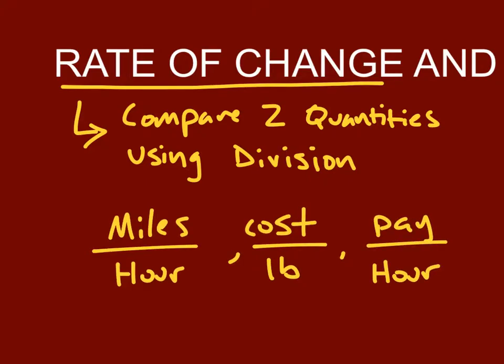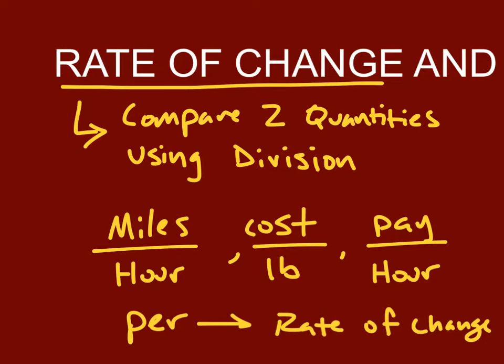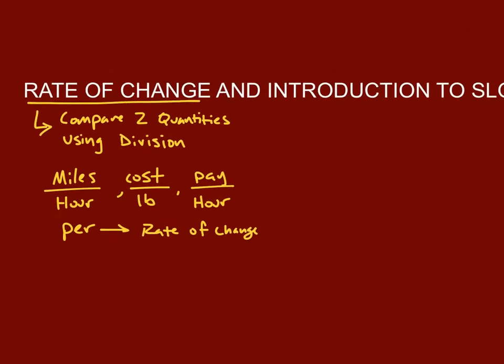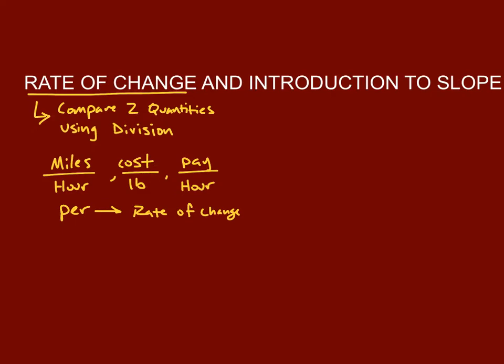One thing that I want you to understand is that we're comparing two quantities. Whenever we talk in terms of miles per hour, cost per pound, pay per hour, the word per indicates that you're using a rate of change. We've talked about this in the last section about calculating the rates of change and using the points to do that. But what I want to do is relate this concept of rate of change to slope.